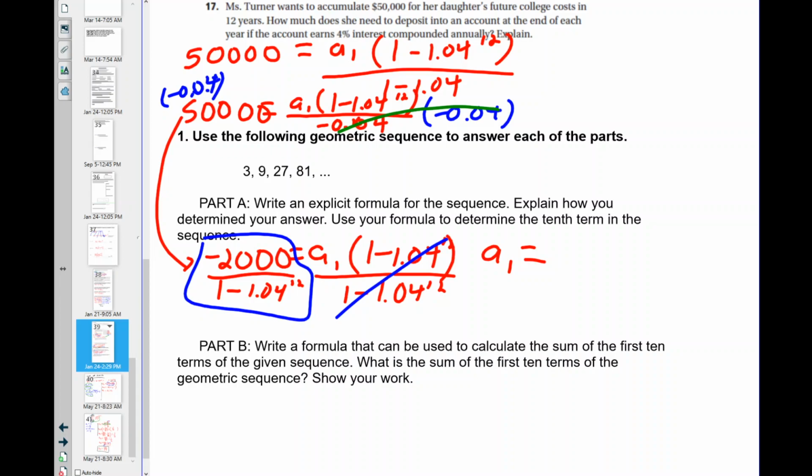No, you need to use parentheses, girl. So this would be negative 2,000 divided by parentheses 1 minus 1.04 power 12. Because that tells your calculator to do the division at the end. 3,327 and 61 cents. That's how much she has to start with.